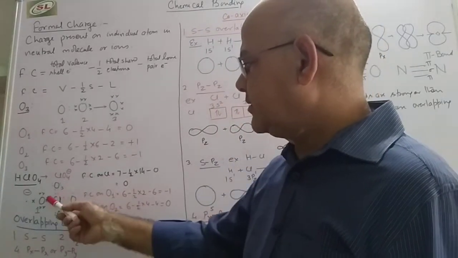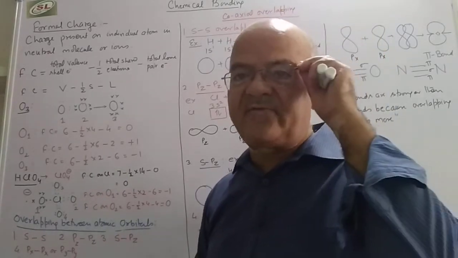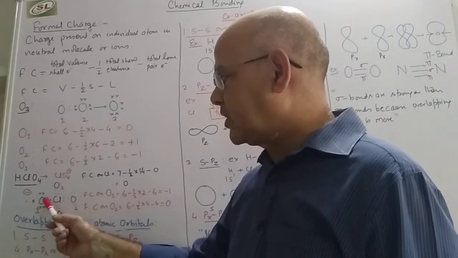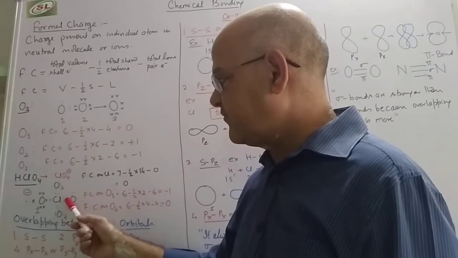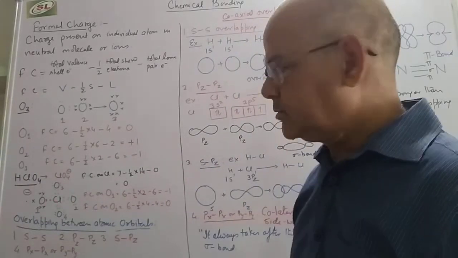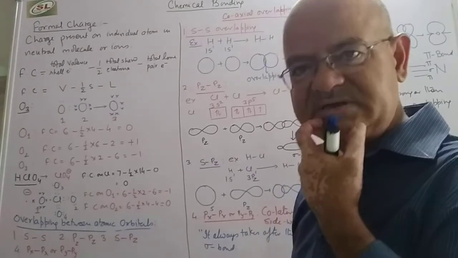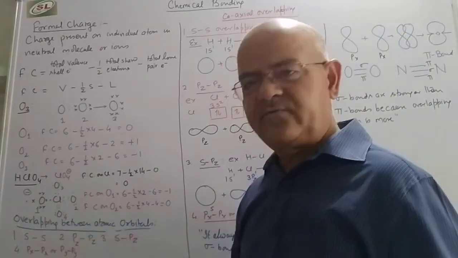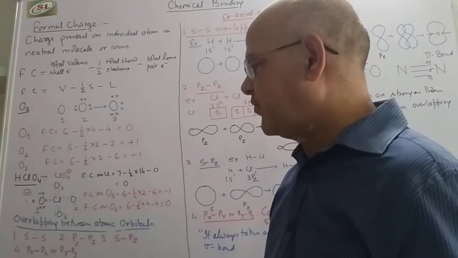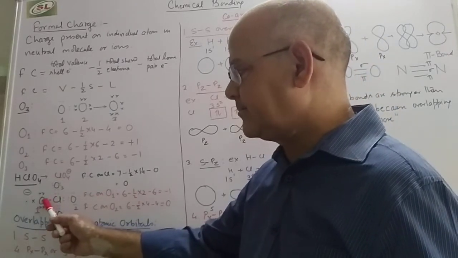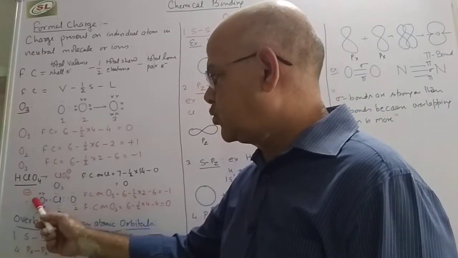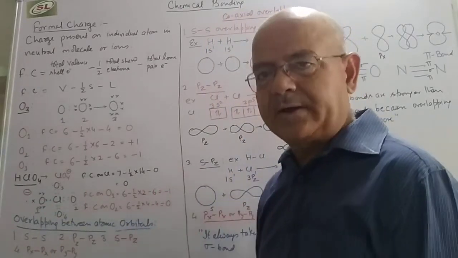Now on chlorine there are 7 valence shell electrons, 3s2 3p5 is the valence shell configuration, minus half into total bonding electrons, which you can calculate as 14. These are 4, 8, 12 and these 2 are 14, and there is no lone pair on chlorine, so the formal charge will come 0. On the first oxygen, valence shell electrons are 6 minus half of shared electrons, which are 2, minus how many lone pair electrons are present? There are 2, 4 and 6. So it will come minus 1.